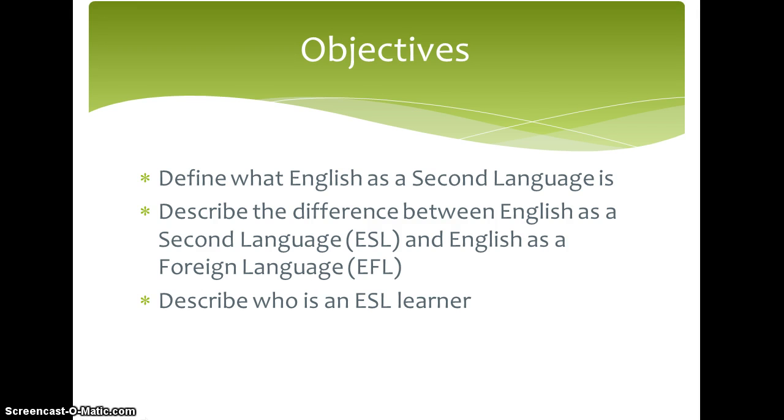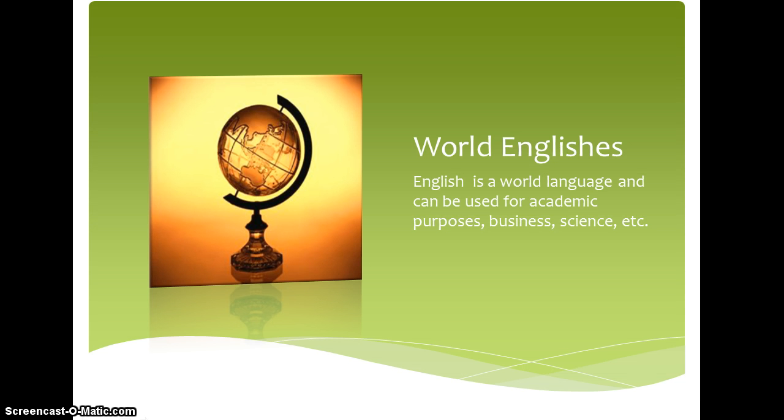The objectives for today's short lecture will be to define what English as a second language is, describe the differences between English as a second language and English as a foreign language, and describe who is an ESL learner. Today, across the world, English is being used for many different purposes, and we can classify it as a world language. English is a world language and can be used for academic purposes, business, science, etc. It's used across many different industries.